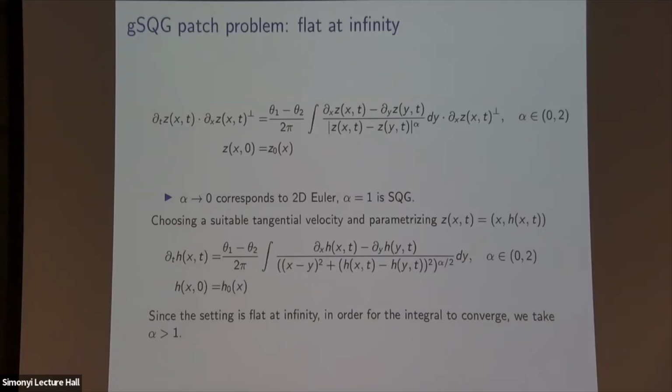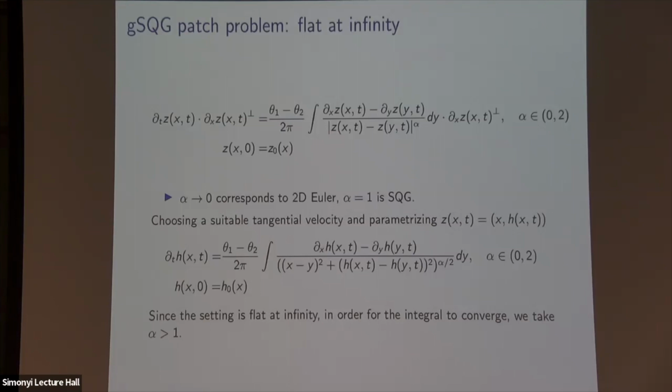Okay, so if we take the parameterization x, h of x, and I think of h as being small, going back to your question, then this becomes a scalar equation just on x, and this is how it looks. There are issues here depending on alpha, and they are at infinity. If alpha is too small, then this integral is not going to converge. At 0, when y is equal to x, this is fine because there are enough cancellations. But at infinity, there are problems. So we took alpha to be bigger than 1 in order to ensure that this thing was well defined.